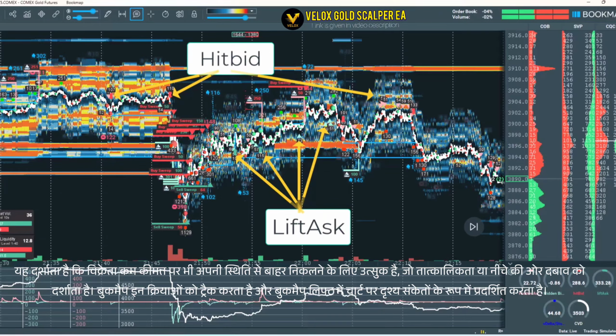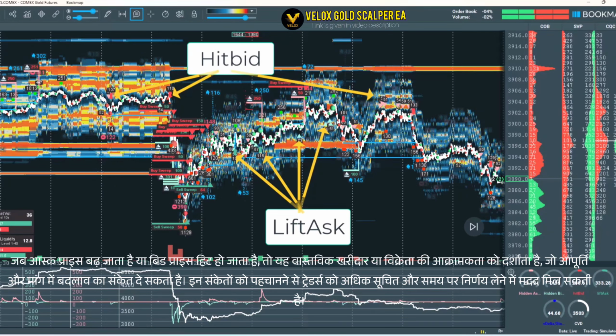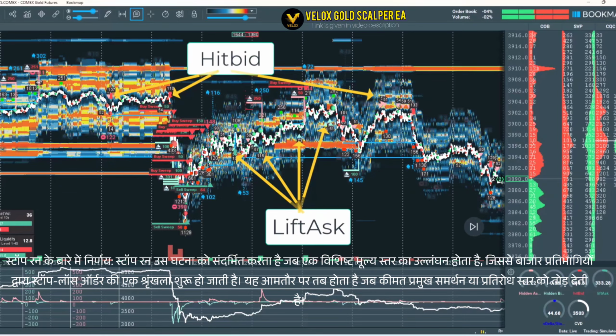In Bookmap, lift-ask and hit-bid signals provide valuable insights into real-time market behavior. When an ask price is lifted or a bid is hit, it reveals actual buyer or seller aggression, which may signal a shift in supply and demand. Recognizing these signals can help traders make more informed, timely decisions.